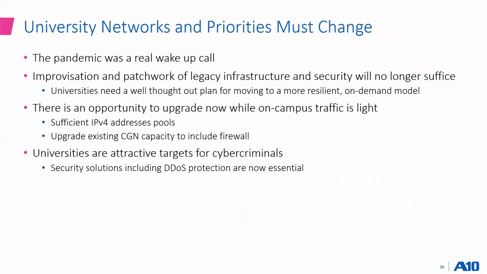Great, thanks, Barbara. So finally, as I mentioned, we think the pandemic was a real wake-up call to lots of different institutions and organizations, including universities. But the improvisation and the legacy systems and security, we don't see that as being adequate going forward. Universities really need to have a well-thought-out plan to make their networks more resilient and to move closer to an on-demand model if they're not already there. But right now, there's actually an opportunity to do some upgrades while campus traffic is light. If you have sufficient IPv4 address pools, you can check and see, now maybe it's time to augment them and to augment your existing capacity to include firewalls and ADC as you start planning for a broader on-demand type of model.